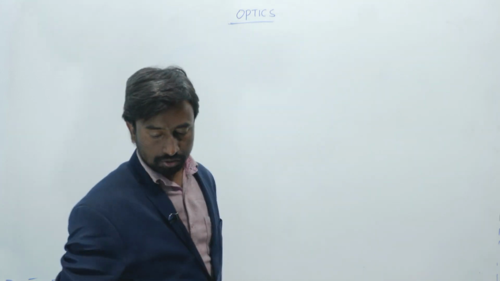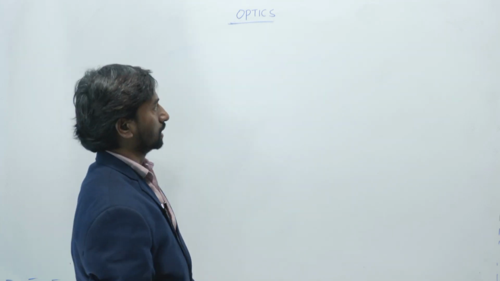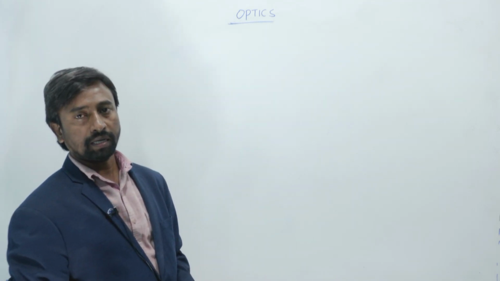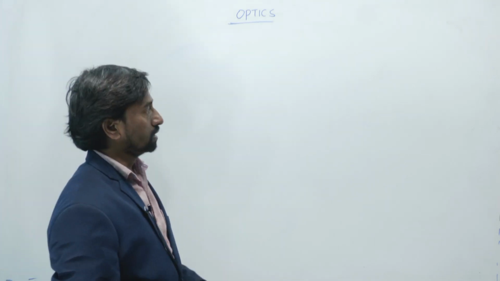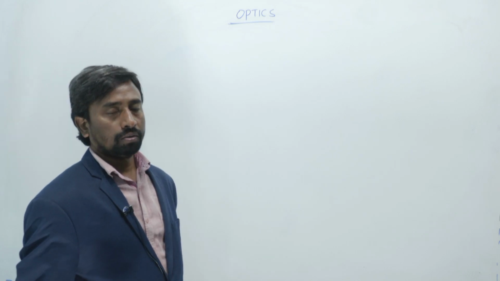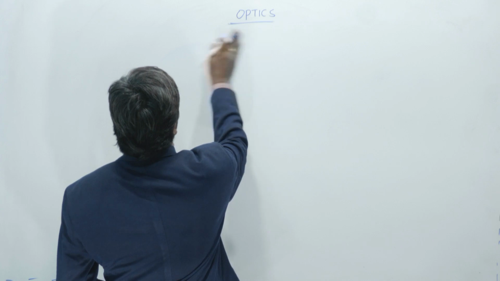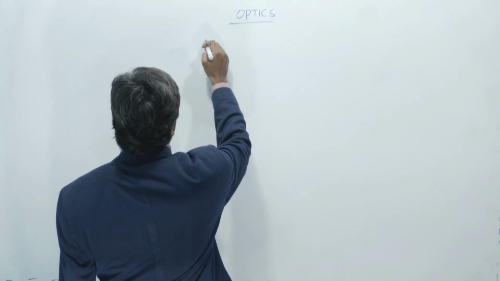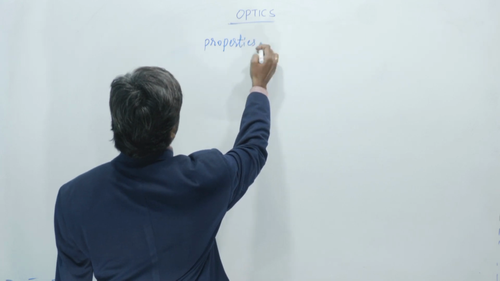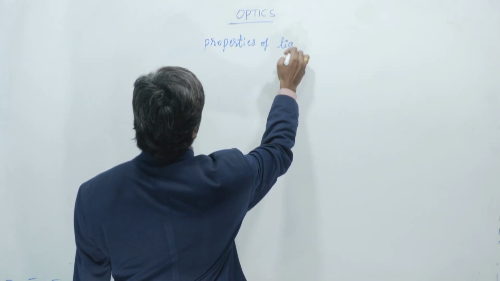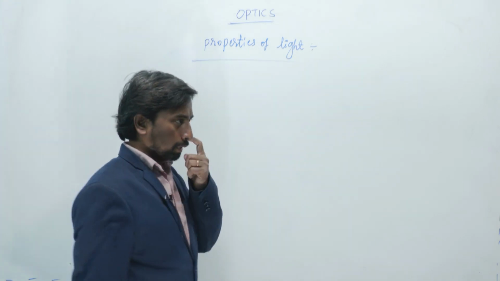Basically in this chapter we are going to understand two properties. One is the rectilinear property of light and the other one is the reflection of light. In higher studies some more properties are there, which we will learn later. Now, write down: properties of light.